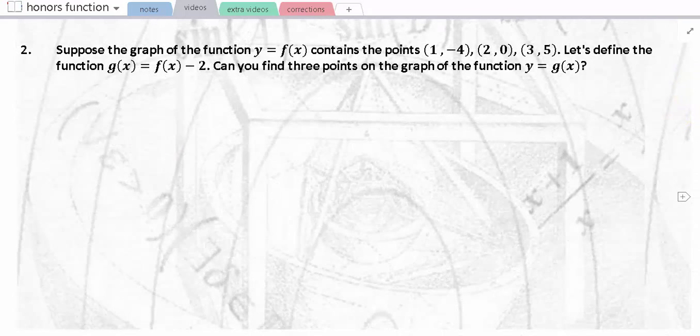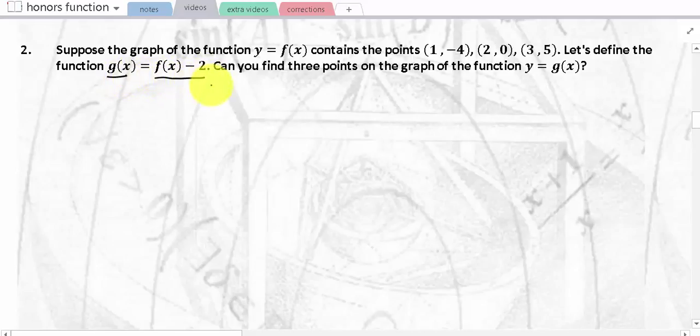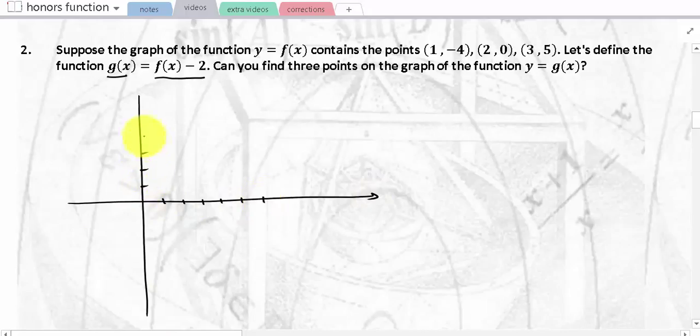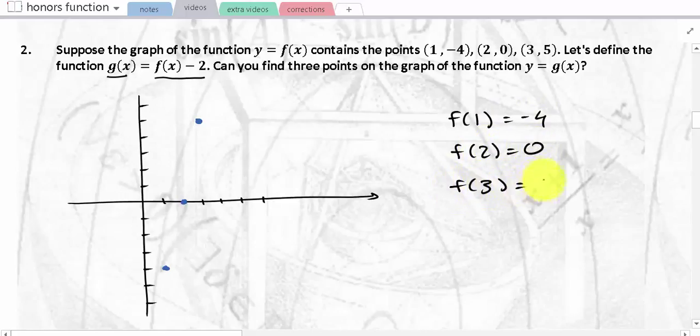So in example number 2, I'm taking the same 3 points and the same name of the function f, and now I want to find 3 points on the function g when g of x is equal to f of x, minus 2. So again, let me quickly start with plotting the 3 points. This plotting is not necessary, but it just adds a visual element to the reasoning, okay? So again, we know that f of 1 is -4, we know that f of 2 is 0, and we know that f of 3 is 5.